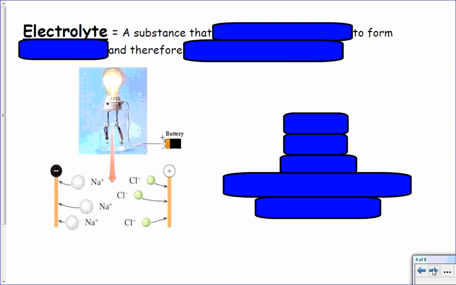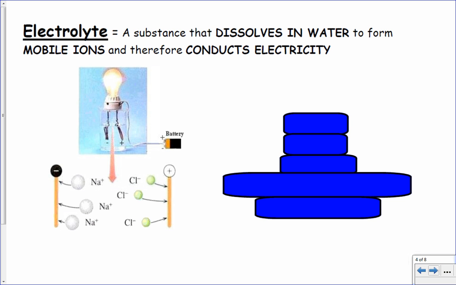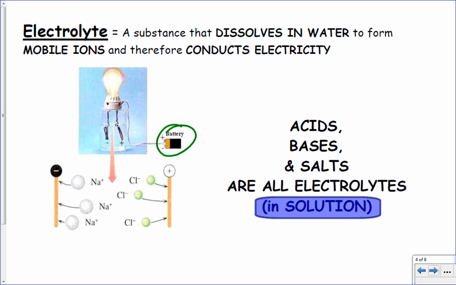alternative acid-base theories. An electrolyte sounds like electricity, and guess what? It does. It dissolves in water, forms mobile ions that can cruise all around in solution, and therefore it conducts electricity. Remember, it doesn't make it, but it lets it flow through. So if I have a source, like a battery or the wall, I can make the light bulb light. So acids, bases, and salts are all electrolytes in solution.